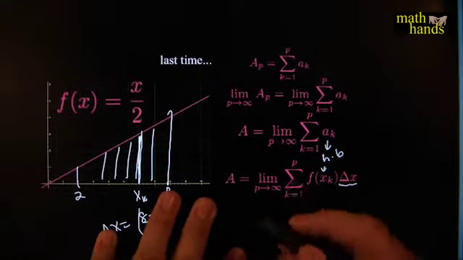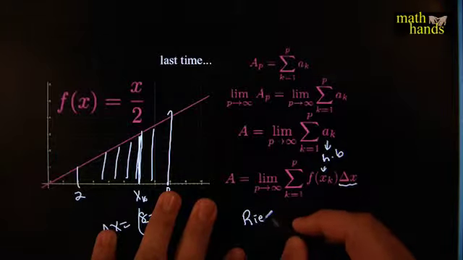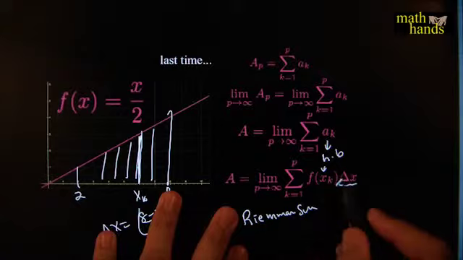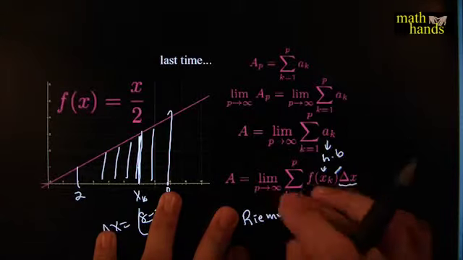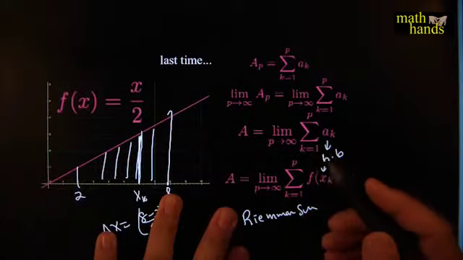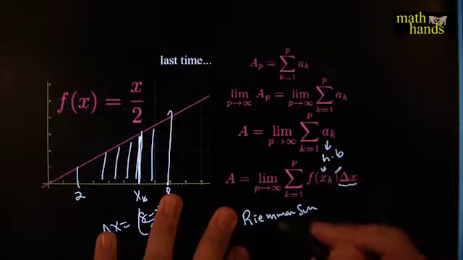This was called the Riemann sum. This is a special case of a Riemann sum limit. It doesn't always exist, by the way. We've seen a lot of limits, and a lot of them don't exist. But if it does, then we can find the area under the curve. And we call that the Riemann sum.